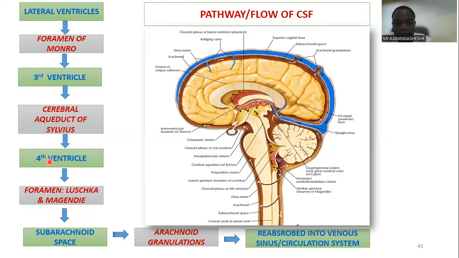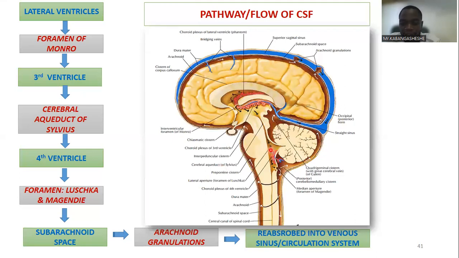From the fourth ventricle, we discussed last time that there are about 4 foramina through which cerebrospinal fluid will flow out of the fourth ventricle. So we'll start with the lateral ones, the lateral apertures. So that is a lateral aperture. This is a median aperture. So the lateral apertures are 2.